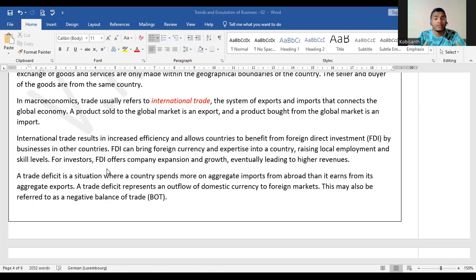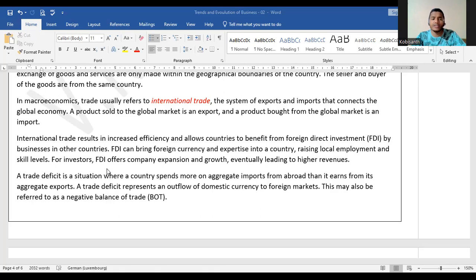You should have enough knowledge of these terms. All right. Foreign direct investment can bring foreign currencies and expertise into a country, raising local employment and skills level. So Sri Lanka, in order to overcome this particular struggle, the economic crisis, we have to encourage more and more of foreign direct investment. For investors, foreign direct investment offers company expansion and growth, eventually leading to higher revenues.